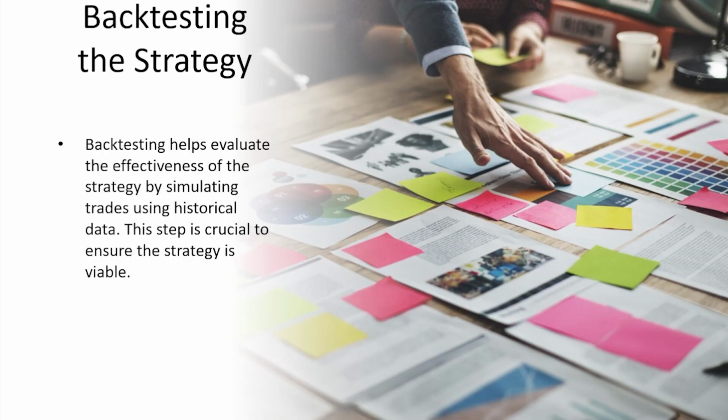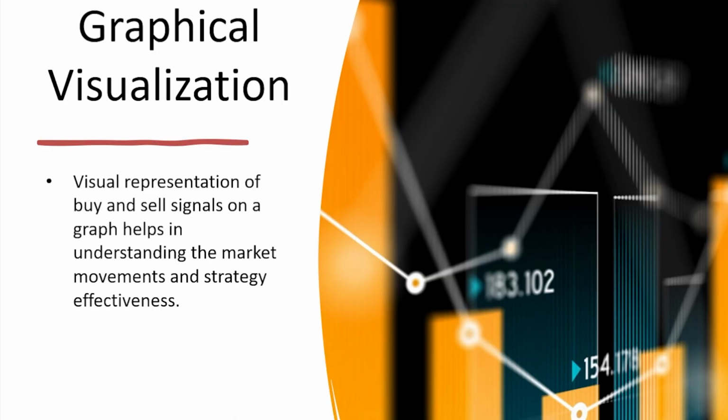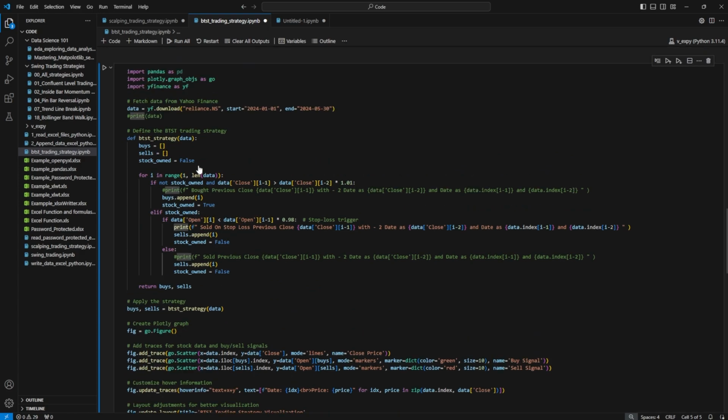Then again, backtesting is really important, and that's where the graph or visualization comes into play. Because if you don't backtest the strategy, especially in algo trading, you will not understand whether that particular strategy has worked on that particular stock or not. And then, like I said, we will go through the graphical visualization or representation. Now, this is the code that we will be utilizing. What we have done over here is use the pandas library and then plotly.